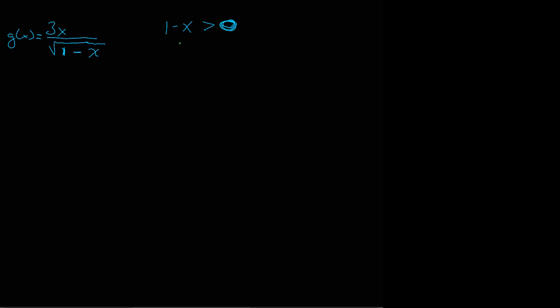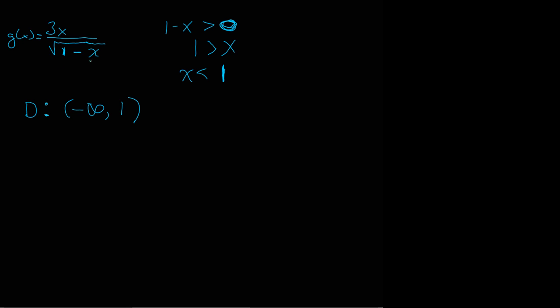So I'll solve this for x. I'll add x to both sides. And what we get, once I rewrite this correctly, is x is less than 1, or the domain starts at negative infinity and works its way towards 1. And all values less than 1 will make this function usable. It allows the function to map from the domain to the range.